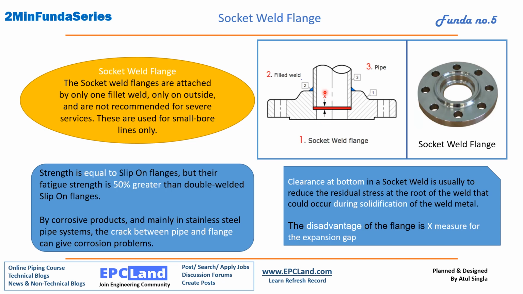If you see the X, this clearance will always be there for socket welded flanges. It is usually there to reduce the residual stress at the root of the weld that occurs during solidification of the weld metal. When we are doing the welding, the residual stress needs to be accommodated. That's why we are keeping this much space, but at the same time this is acting as a disadvantage for the socket weld flange, because as we have discussed, the clearance is causing the corrosion problems. This is a commonly seen socket welded flange, generally used in the chemical industry.